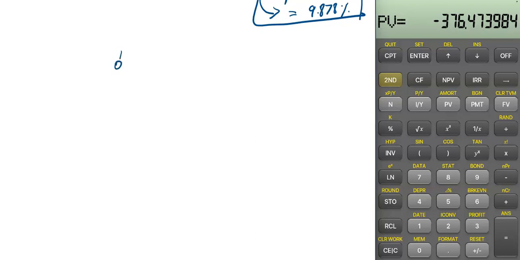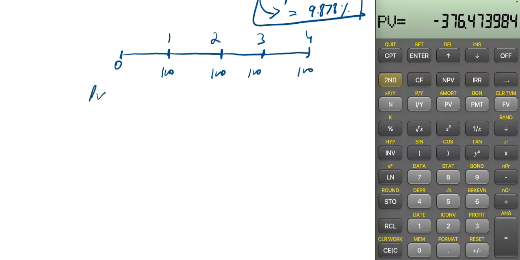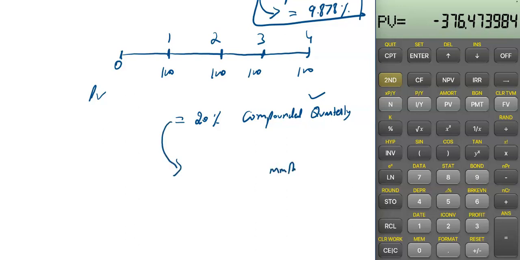Let's take the next example. For example, you are receiving $100 at the end of every month, and you want to calculate the present value. Annual rate 20% is given, compounded quarterly. So can we use this rate to discount these monthly cash flows? Obviously no. So first of all, convert this into monthly compounded. So how to do that?